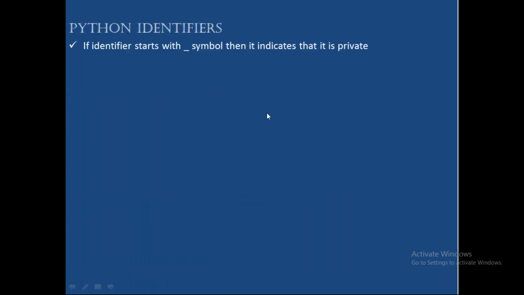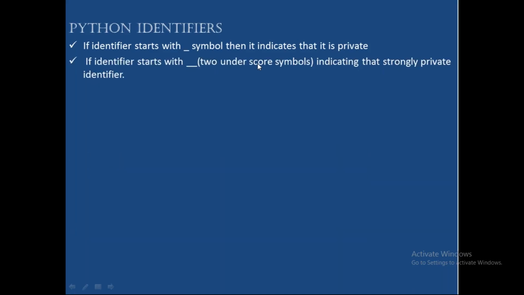Now Python identifiers, try to understand. If an identifier starts with an underscore symbol, then it indicates that it is private. So you are providing some security to your variable. Nobody can access it if it is private. If an identifier starts with two underscore symbols, it indicates a strongly private identifier. We have private and strongly private things.